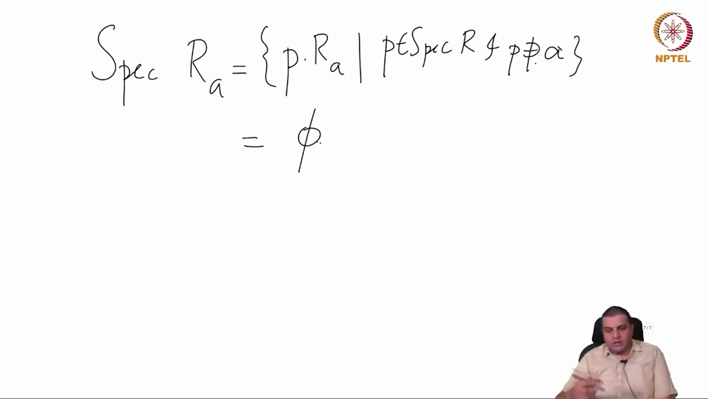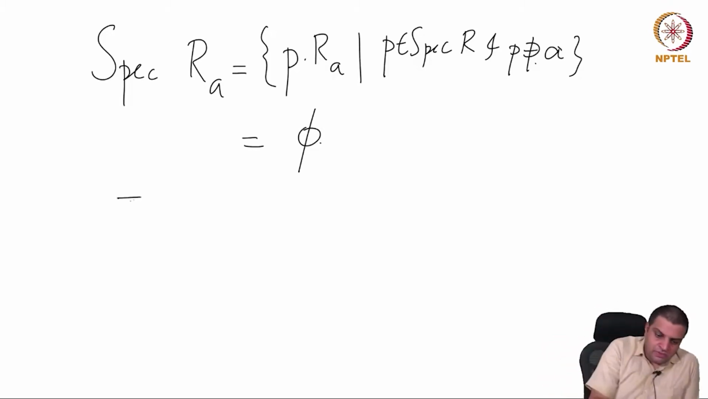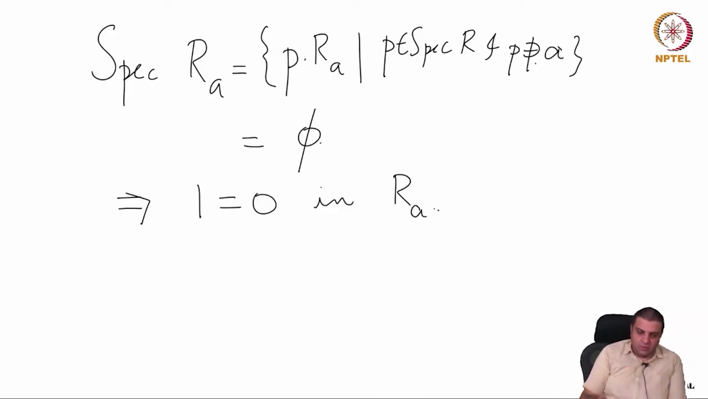Now, what sort of ring would have the property that Spec is empty? The only ring with that property is a ring in which 1 is equal to 0. So this now implies that 1 equals 0 in R_A. We had not ruled out such rings. We had never said that 1 is the multiplicative identity and 0 is the additive identity, and we had never ruled out the case that these could be the same.